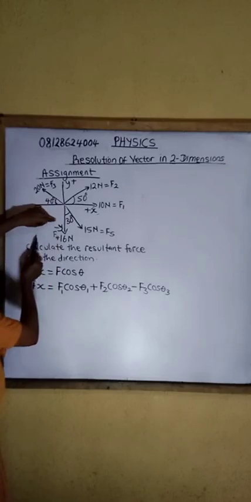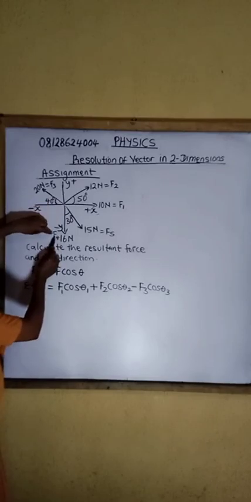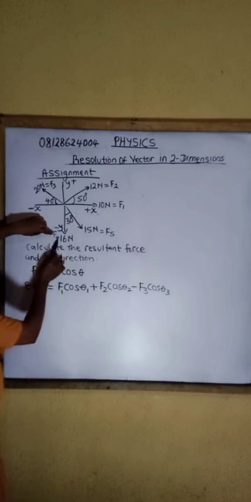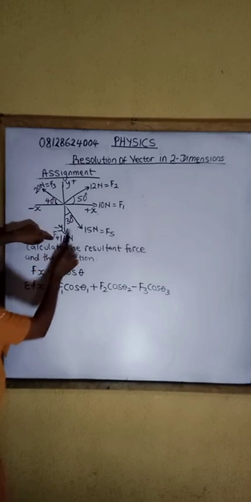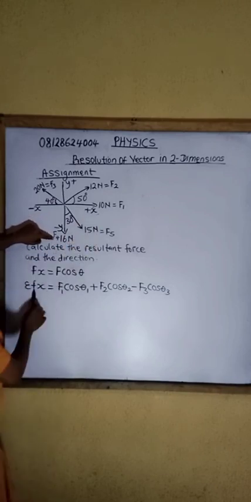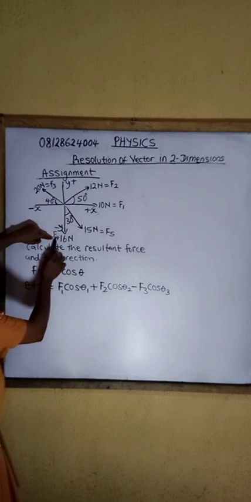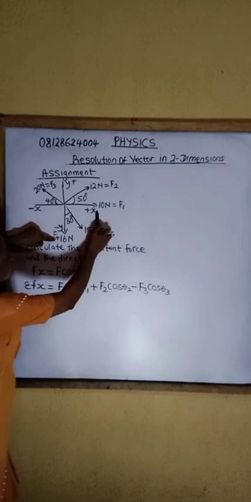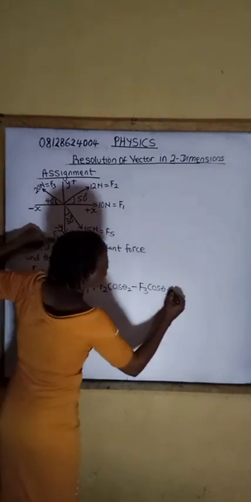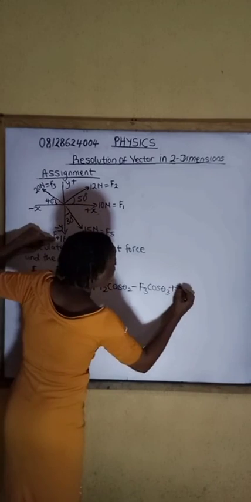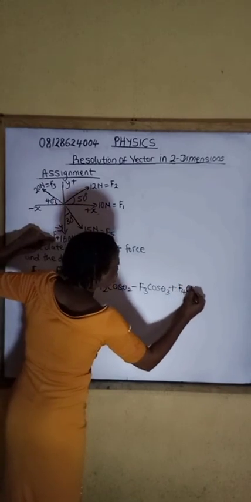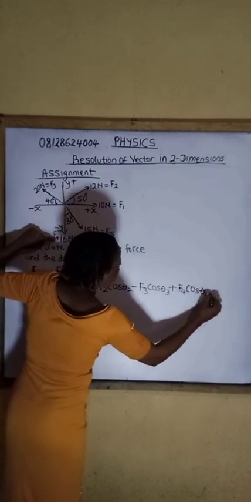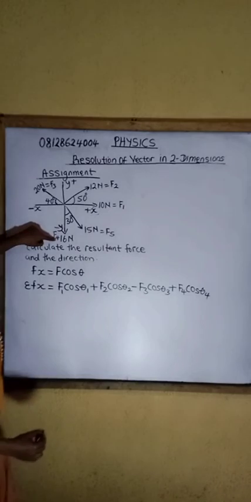Now let's look at our F4, which is 16. Forget about the F, but F4. You trace this F4 towards the x-axis. Don't forget that we are looking for Fx. Now trace F4 towards the x-axis. So towards this x-axis is what? Is positive. That will be plus F4 cos theta 4.